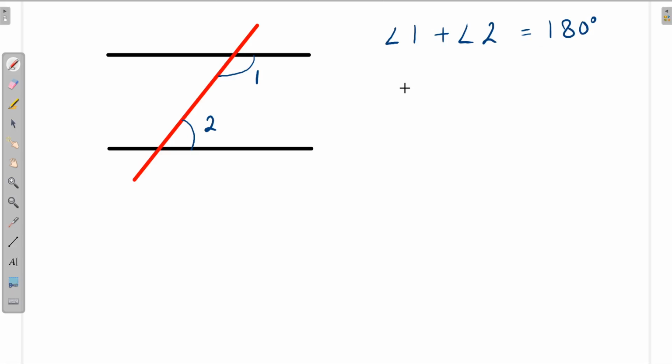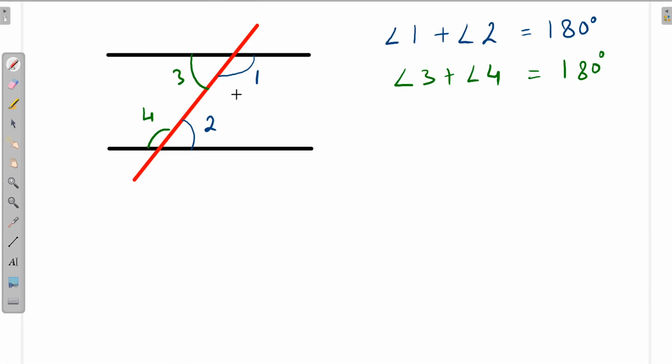Remember that co-interior angles are supplementary. I am repeating again, the co-interior angles are supplementary. That means the sum of a pair of co-interior angles is always 180 degrees. This is the first pair. The second pair of angles is this: angle 3 and angle 4. The sum of angle 3 and angle 4 is 180 degrees. So these angles are also co-interior angles, and the co-interior angles are supplementary.